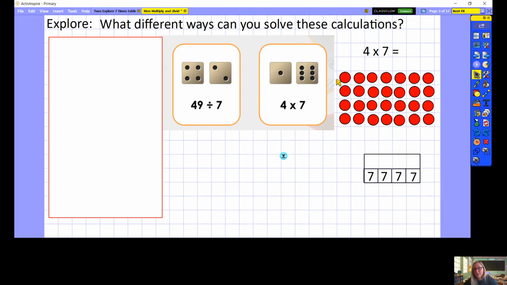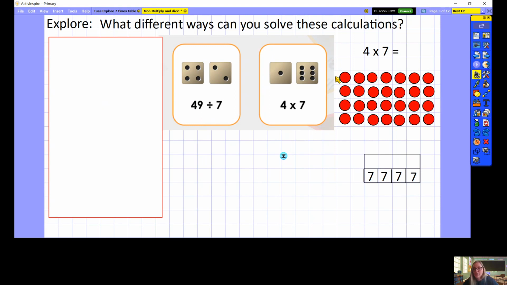So you can see I've drawn out 4 groups of 7: 1 group, 2 groups, 3 groups, 4 groups, and then I could count how many counters I've got all together. Or I could use a bar model again to show my 4 groups of 7 at the bottom here, and then I can put in my answer there. So 4 groups of 7.